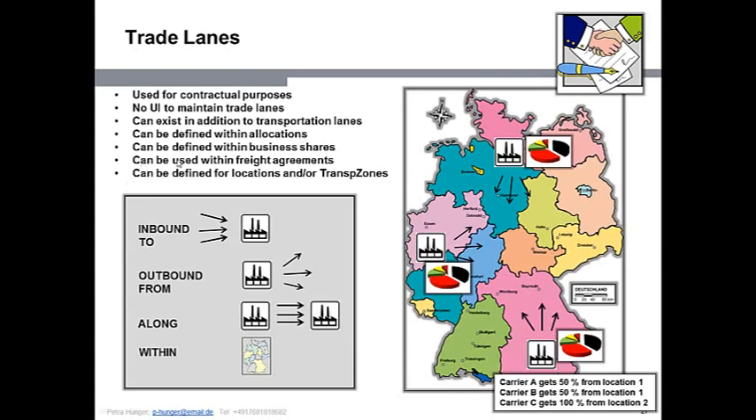And you can also use trade lanes within freight agreements, which means contracts with your carriers. And you can also define trade lanes for locations and transportation zones. So I explain this a little bit, and we will see it in the system. In an allocation, for example, you can say, okay, the allocation is 10,000 tons for that carrier, but 10,000 tons where? So you can say, for example, inbound to this plant. So anything which comes into this plant, this carrier has to get 10,000 tons, at least in a certain month.